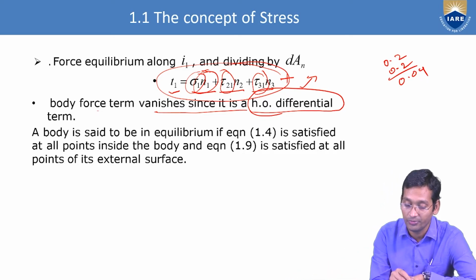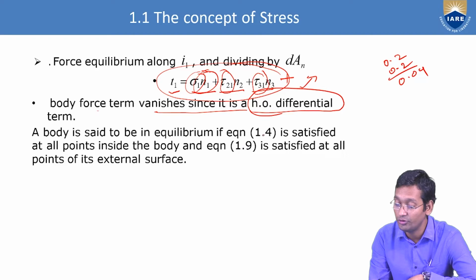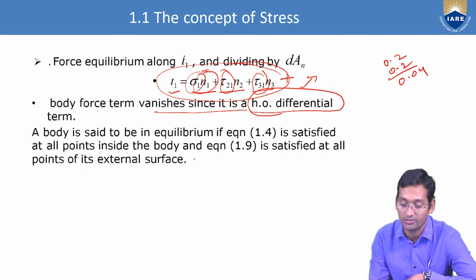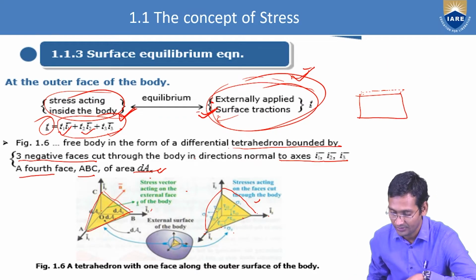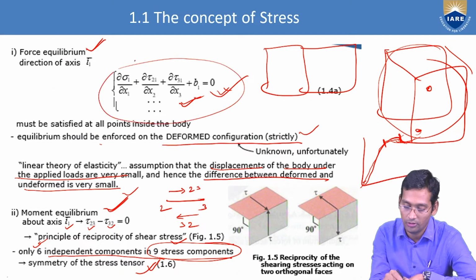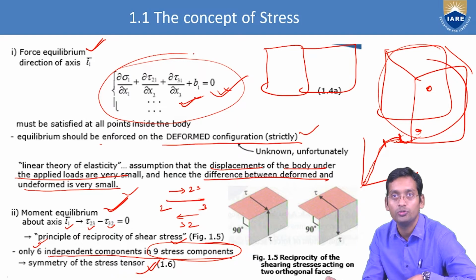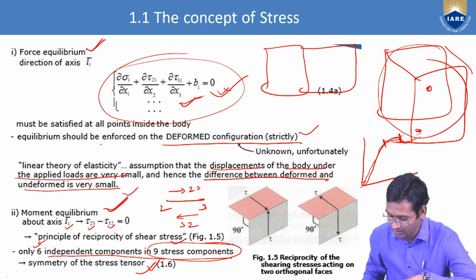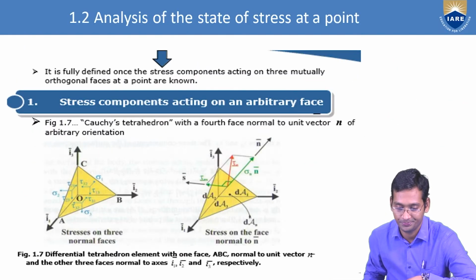Okay, now let's see. A body is in equilibrium if equation 1.4, which we have already seen, is satisfied at all points inside the body, and equation 1.9 is satisfied at all points on the external surfaces. Right? So the sum of all the forces must be equal to 0, and only then will our forces be in equilibrium.